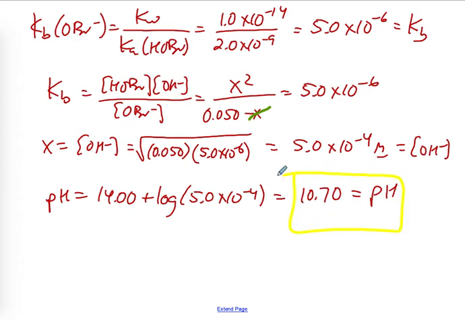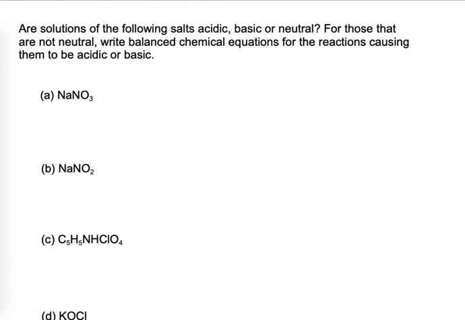So let's finish up with one more problem that requires some thought. Are solutions of the following salts acidic, basic, or neutral? For those that are non-neutral, write balanced chemical equations for the reactions causing them to be acidic or basic. So again, the first thing you're going to do in each of these cases is to analyze the formula, split it up into its constituent cations and anions, and ask yourself, will this cation make the solution acidic? Will this anion make the solution basic?